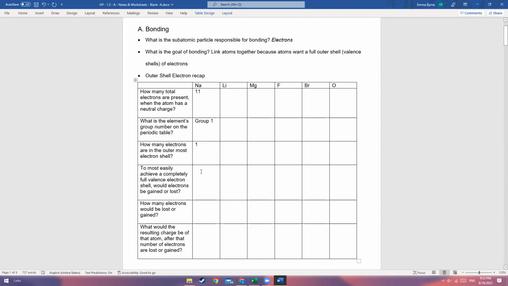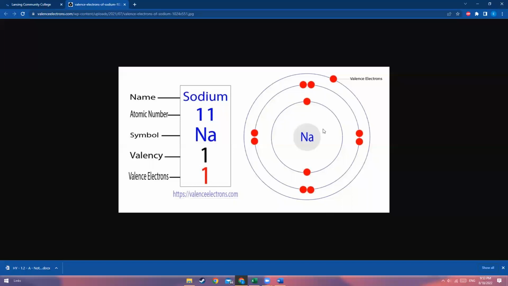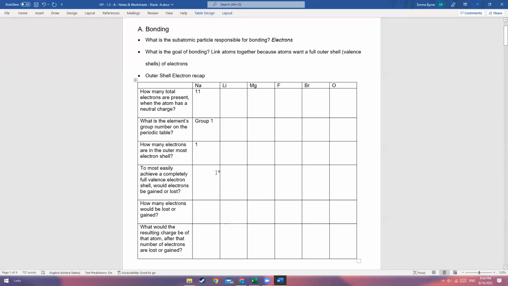To most easily achieve a completely full valence electron shell, would electrons be gained or lost? Looking at this scenario, there's 2 things that could happen, right? Sodium could either gain 7 electrons to fill up this third shell, or it could ditch this singular valence electron and it would just have 2 full shells. And ditching 1 would be much easier than gaining 7. So in this scenario here, they would lose electrons. And how many electrons would be lost or gained? They only need to lose one.